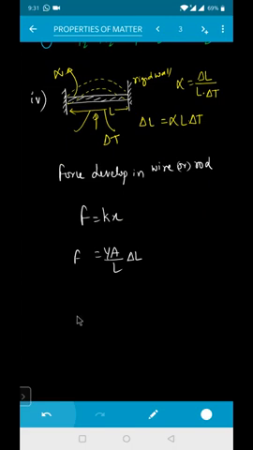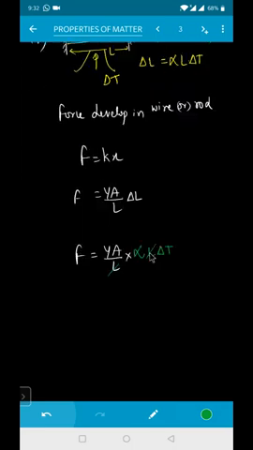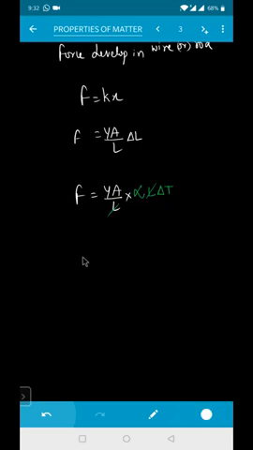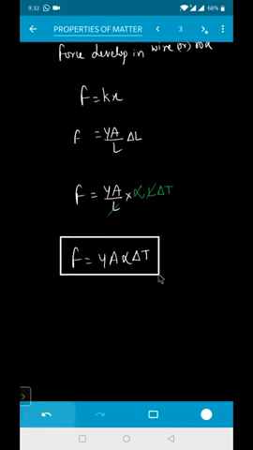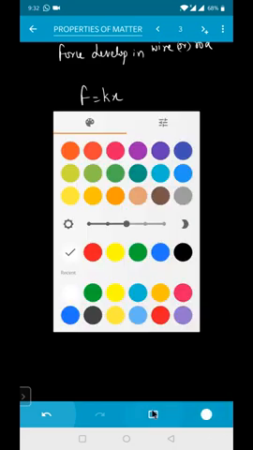That means I can write F is equal to Y into A divided by L into delta L. What is the delta L value? Delta L is equal to alpha into capital L into delta T. This capital L will get cancelled, isn't it? So the force will become how much ultimately? F will be equal to Y A alpha into delta T. Delta T is your temperature difference. This is your answer. Clear?